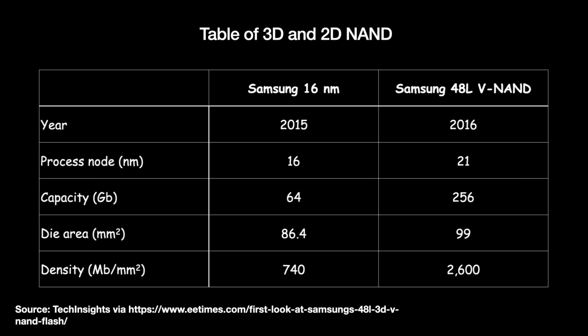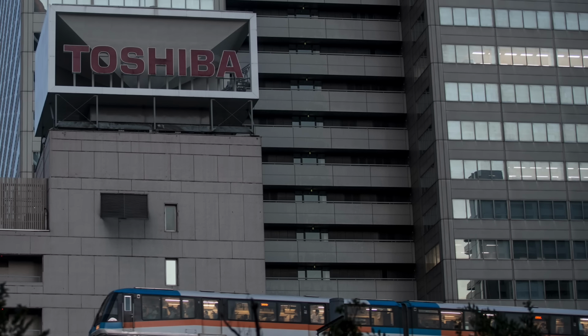So 3D NAND took a step back in process node from 16 to 20-ish nanometers, but still raised density by 3.5 times. That's incredible. This substantially grew Samsung's lead in both market share and profit, and triggered a race amongst the fast followers to commercialize their own 3D NAND.